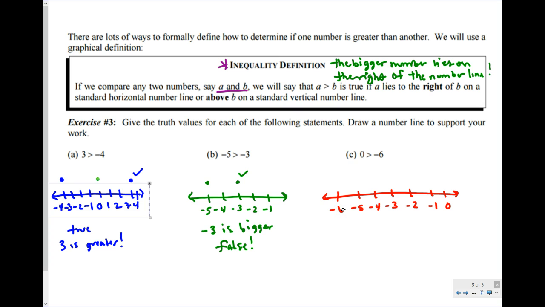Okay, your number line just has to make sure that it's going up by the same amount. It doesn't necessarily matter where my number line starts or ends. So here's negative 6, and here is 0. Is 0 greater than negative 6? Yes, 0 is bigger. So that means that this is true. 0 is greater than negative 6. Okay, so this is graphing inequalities. Alright?